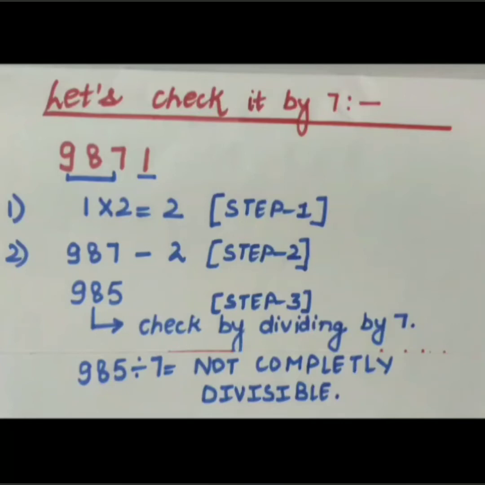Why are we dividing it by 7? This question can also be raised in your mind, because we are checking the divisibility of 7 only. Whatever divisibility we are checking, we have to divide by that number only. 985 divided by 7, it is not completely divisible. We'll see that a remainder will be left. So it doesn't prove the divisibility test by 7.